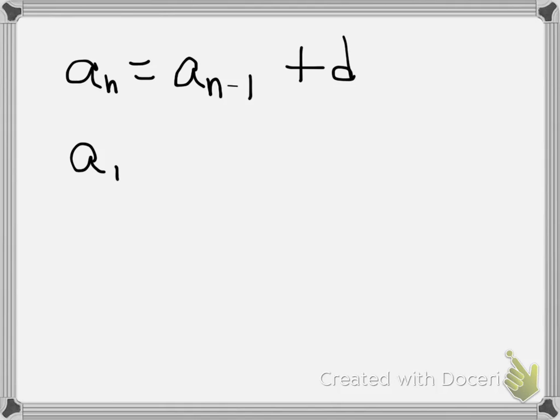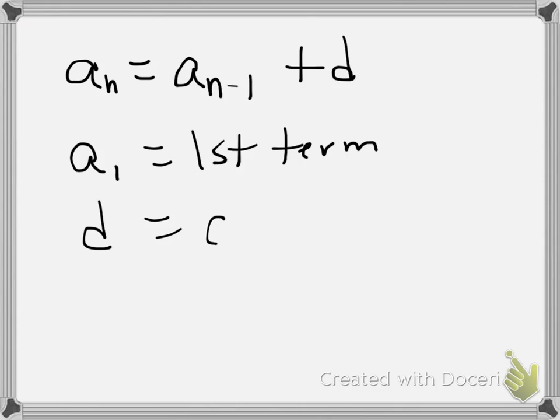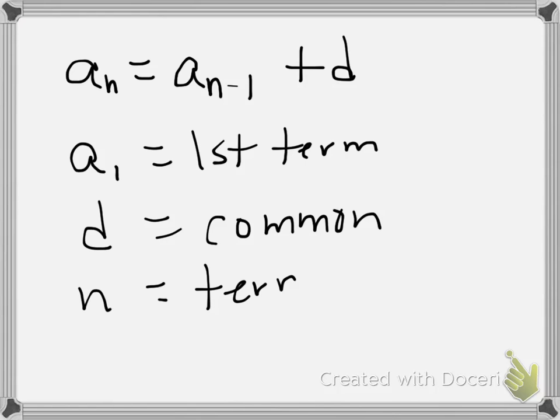Now we have a formula we can use to find an arithmetic sequence. So we're going to have a of n equals a of n minus 1 plus d. And in this case, a1 would be considered our first term. And then d is our common difference. So in the last one you saw we had 5 as our common difference. And then n is just a term number, so any number inside the sequence. So this is our formula. We're going to use this formula any time we're trying to determine an arithmetic sequence.